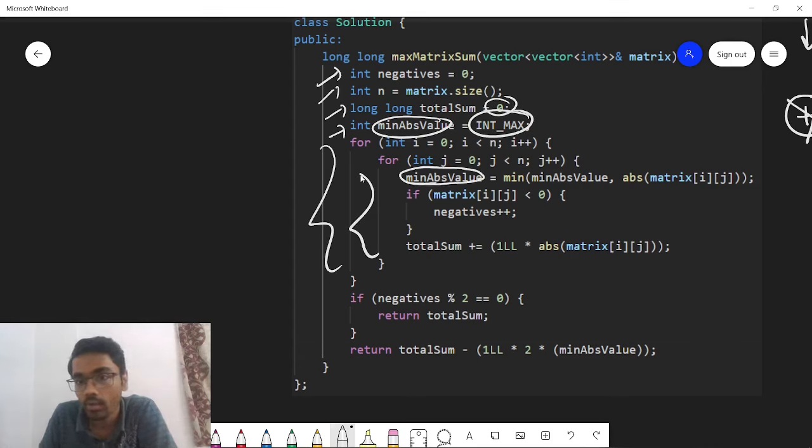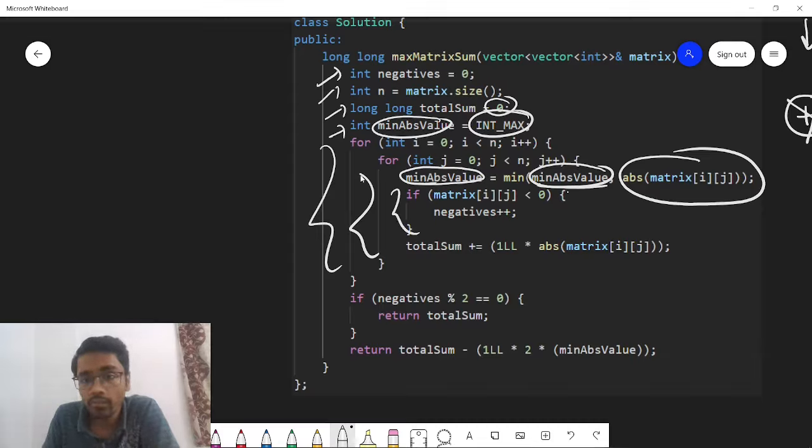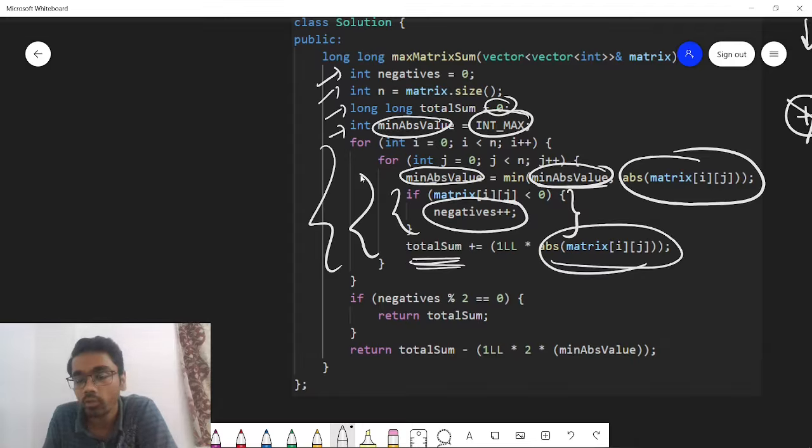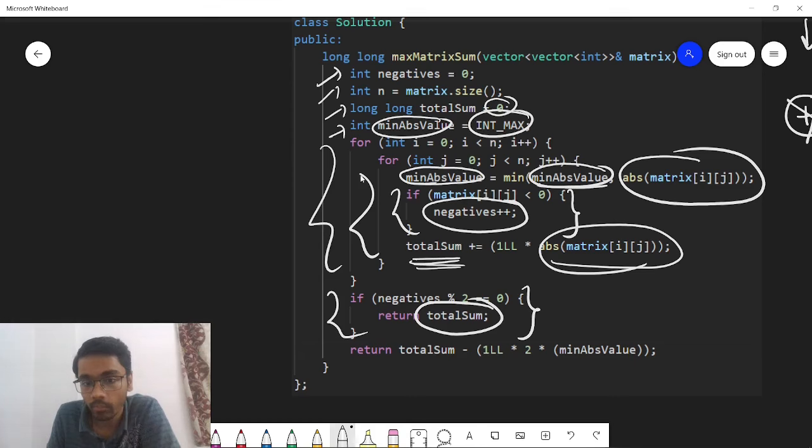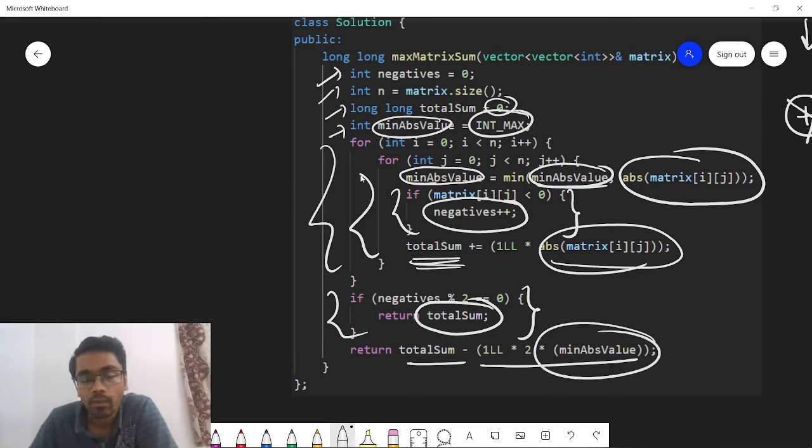Now we are iterating over the matrix, and we are keeping track of the minimum absolute value, by comparing the minimum absolute value with the absolute value of the current element. If the current element is negative, we increment the negative count by 1, and side by side we keep track of the total sum by adding the absolute value of the current element. In the end we check if the total number of negatives is even, then simply return the total sum. Otherwise, if it is odd, return total sum minus twice the minimum absolute value. So this is what we need to do in this particular problem.